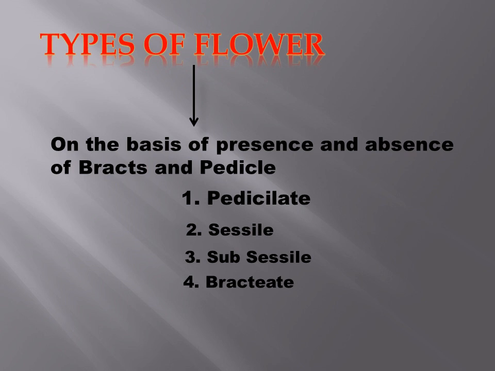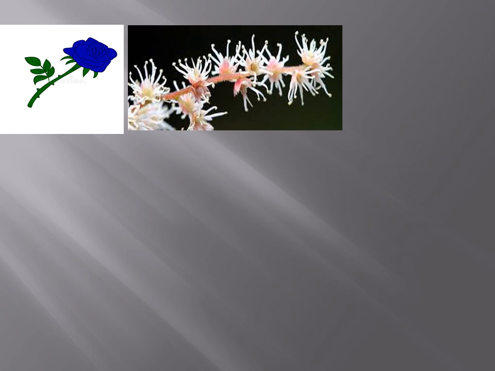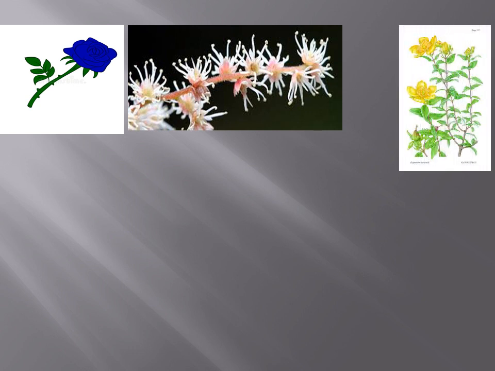The fourth type is bracteate. If the bracts are present in the axil of the flower, it is called the bracteate flower. And if the bracts are absent, it is termed as ebracteate. This is a pedicellate flower that has pedicels, for example, rose. This is a sessile flower that is without the pedicel. This is a subsessile flower that has the pedicel but it is very short.